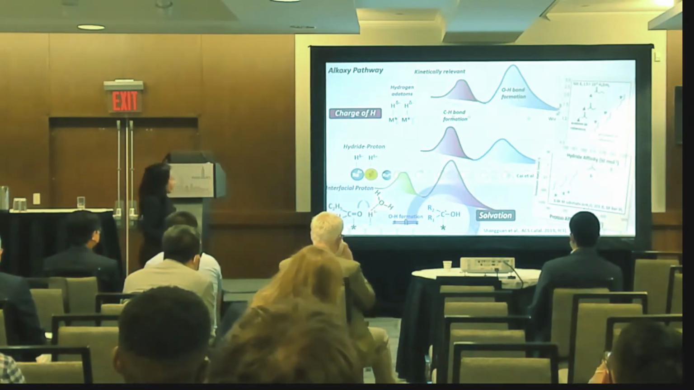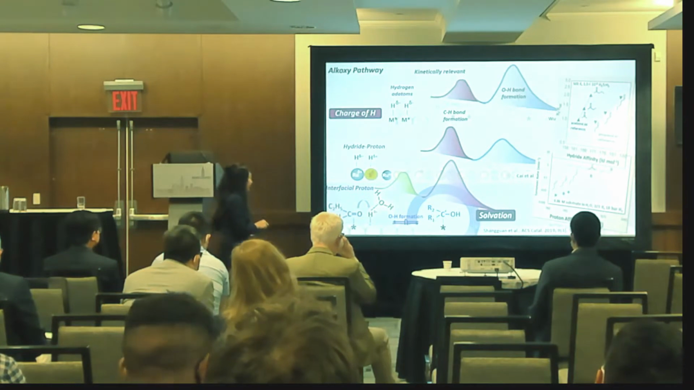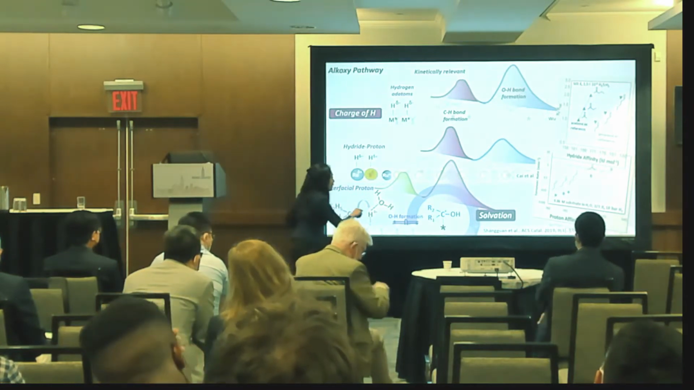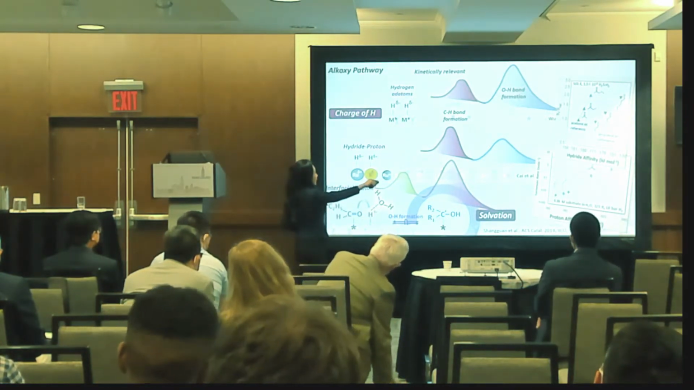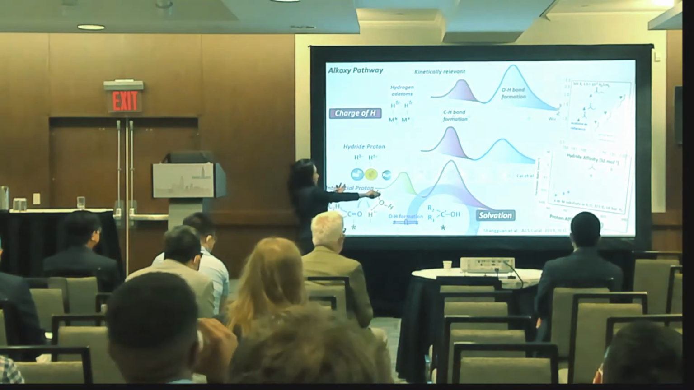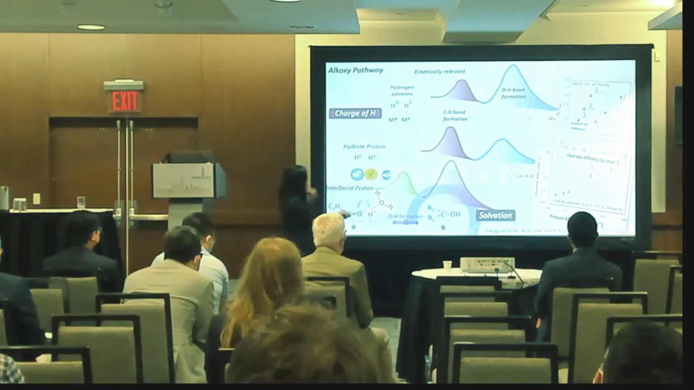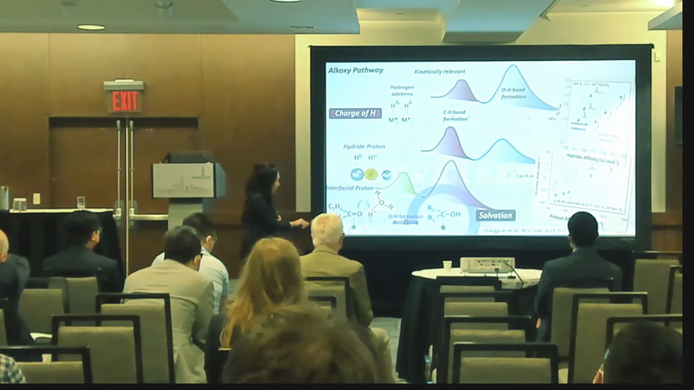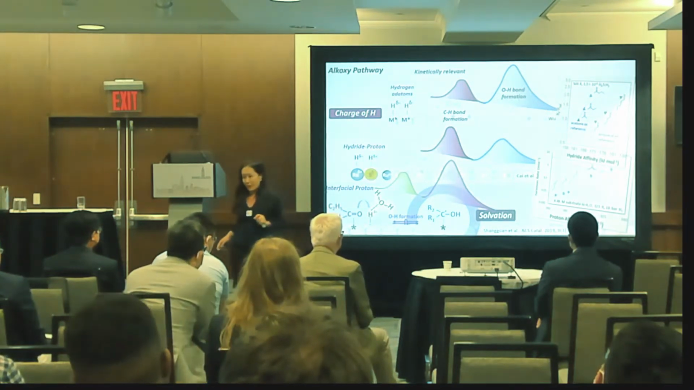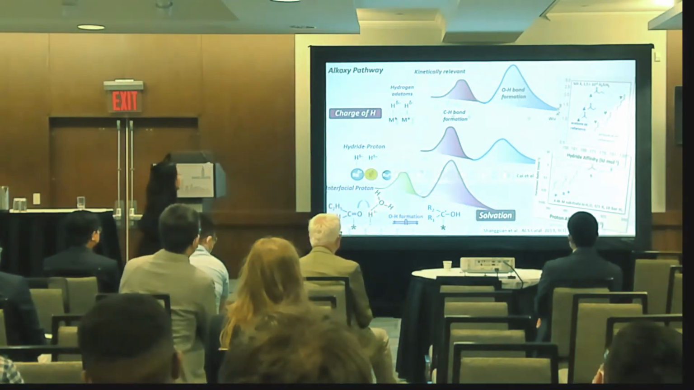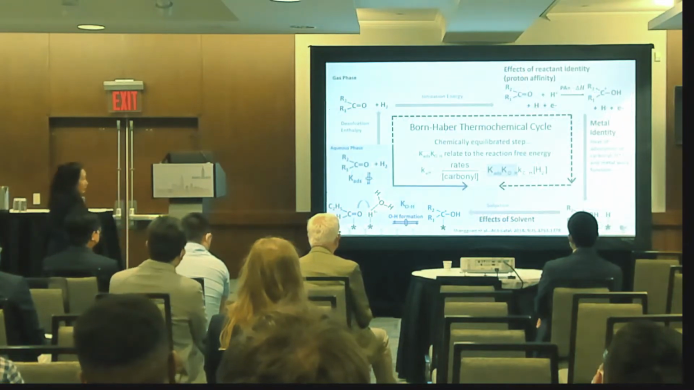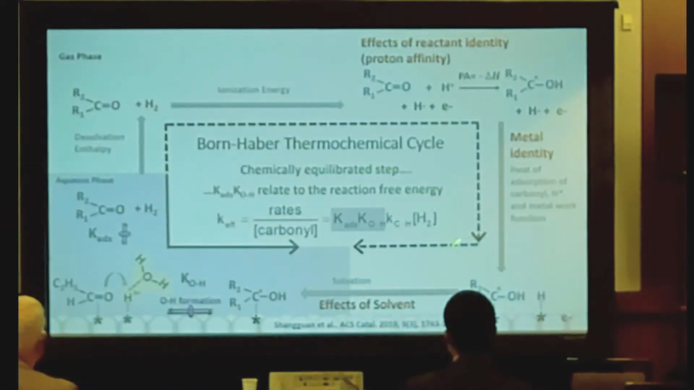Okay, that is why we come to the point that on ruthenium sulfide species, the reaction rate of the aldehyde is related to hydride affinity, and the rate on the solvent species is related to the proton affinity that I have shown before. That is captured in the Born-Haber thermochemical cycle, and I know I haven't explained the metal identity.